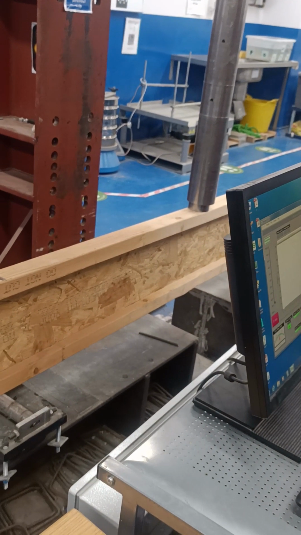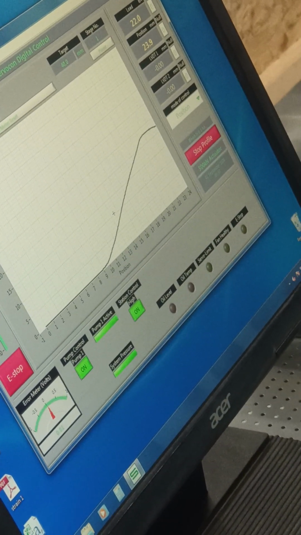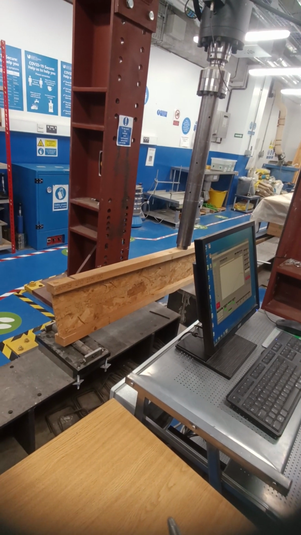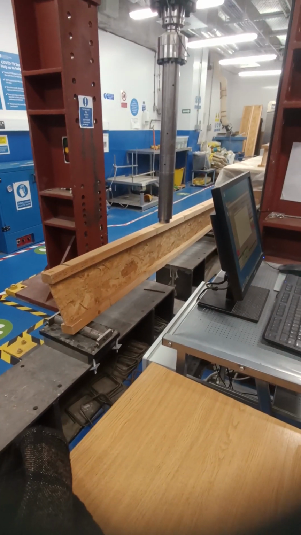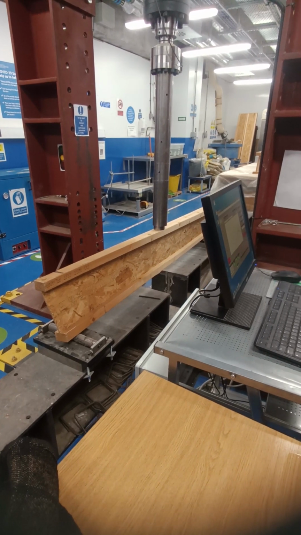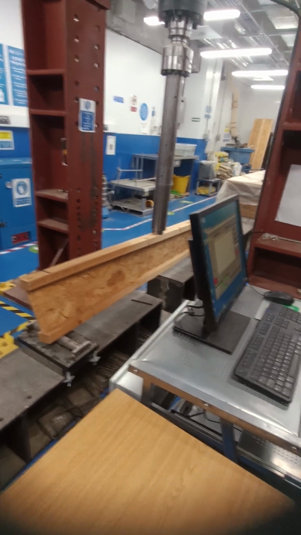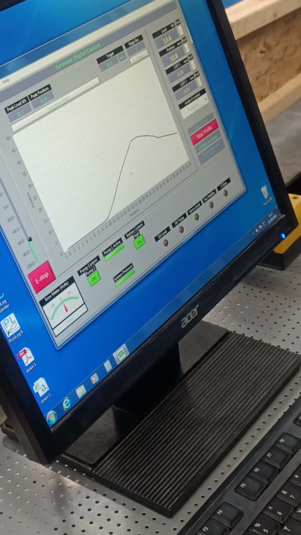So far we have around 22 kilonewton and it's gone. Yes, done. The web is gone and the load is coming down, so that means it's basically finished. Collapse.